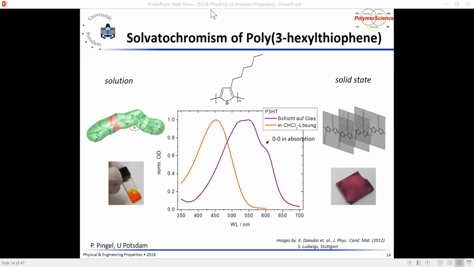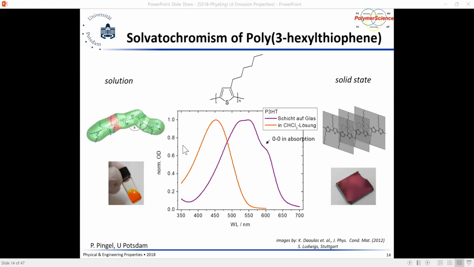So this is a slide which you have seen before. It's P3HT, and as we briefly talked about, this is the absorption in chloroform, so in solution, which corresponds to this picture here, and this is the absorption of the same thing when spin coated on a glass. So this is the solid state, and this is the solution.